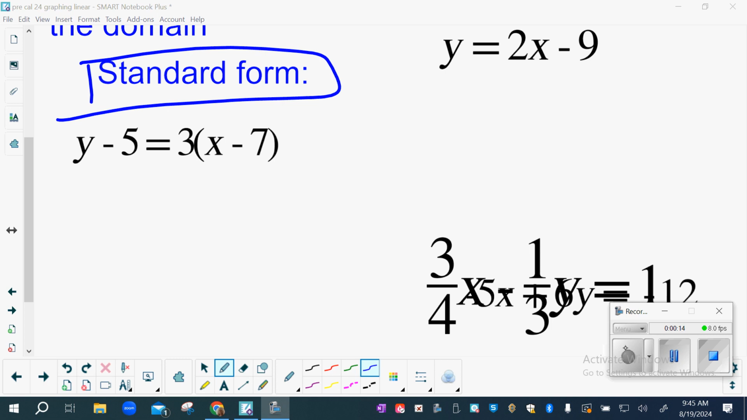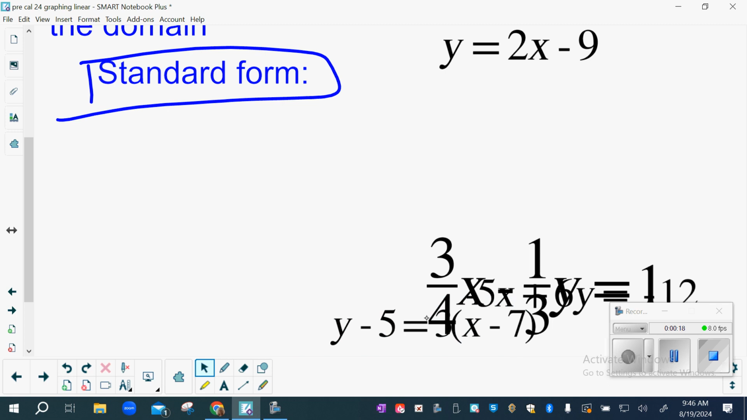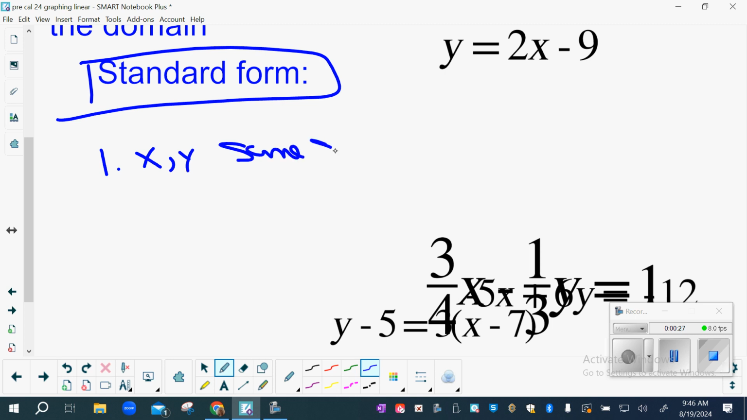Okay, so I got a bunch of stuff written all over here. Let's talk about what standard form means. Standard form has three parts. Number one, X and Y on the same side. Do you have to write that down? You don't. I'm just doing it for the kids at home, right? X and Y on the same side, and it equals a number.